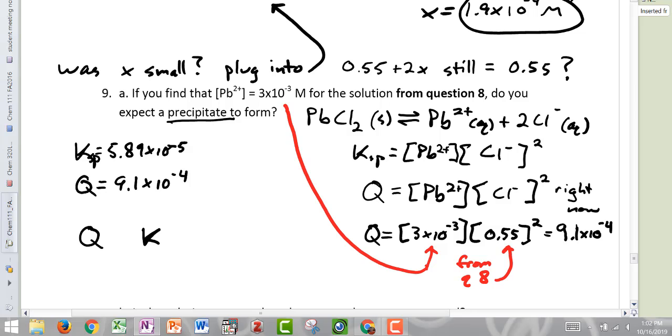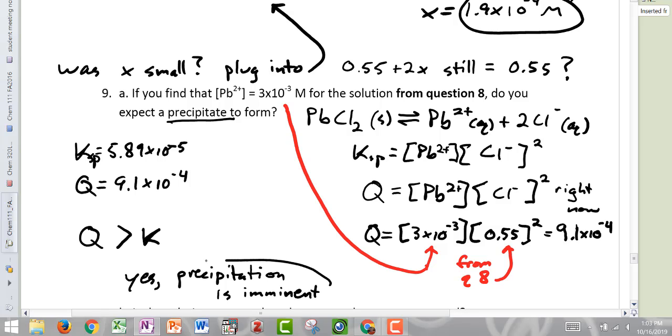Less than, equal, greater than. Q is greater than K. If Q is greater than K, I have too many what, products or reactants? Products. I have too many products. I have too many dissolved ions. What are they going to do? Precipitate. Yes, you will see a precipitate.